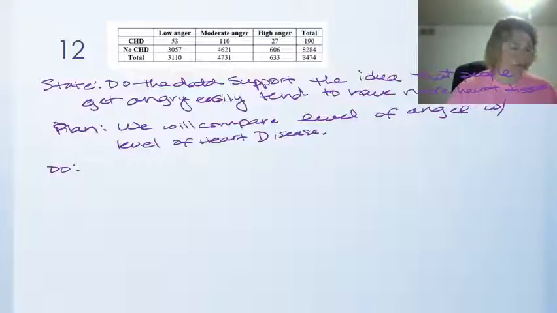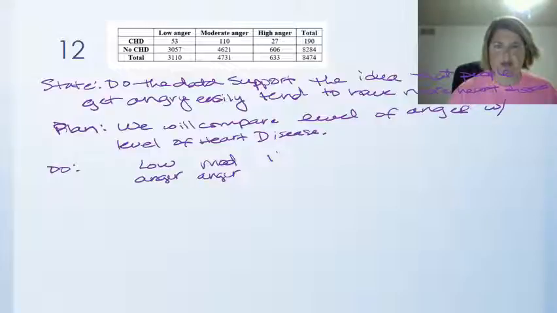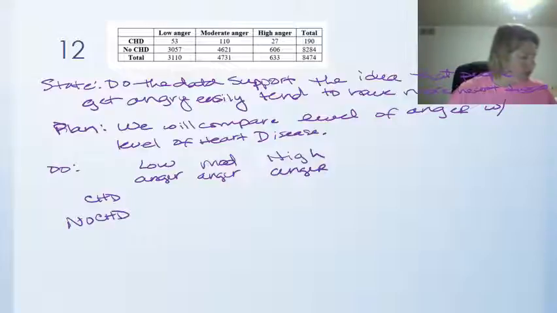So we make a new chart and we're going to have low anger, moderate anger, and then high anger. And then this will be CHD and no CHD. All right, so in order to look at this, because we want to know how the CHD works in low anger, we're going to take 53 divided by 3110 and write it as a percent, so 1.7%. And this one down here, the remaining, so just subtract from 100.